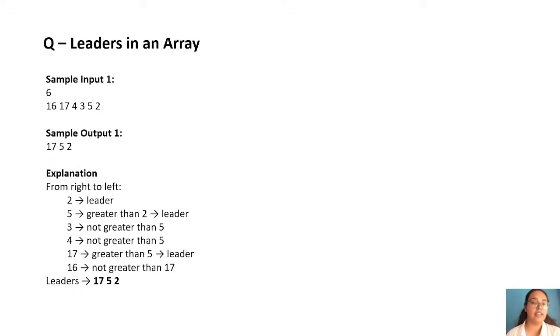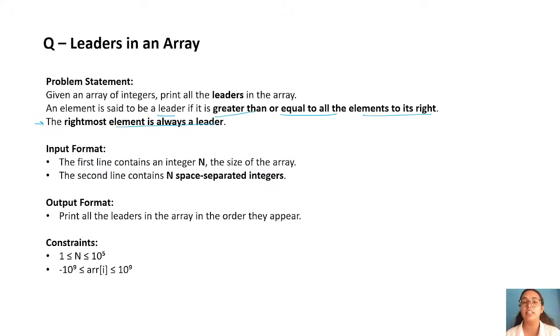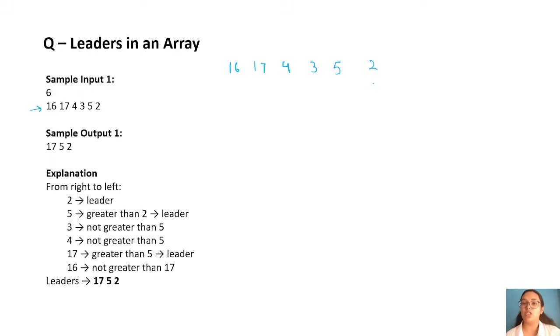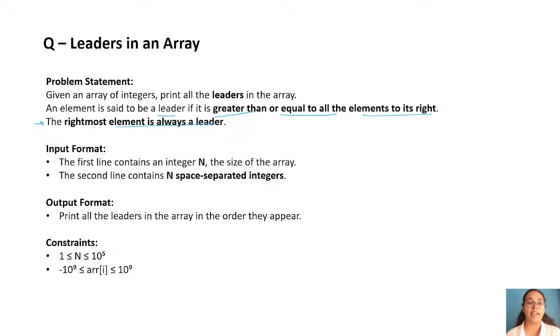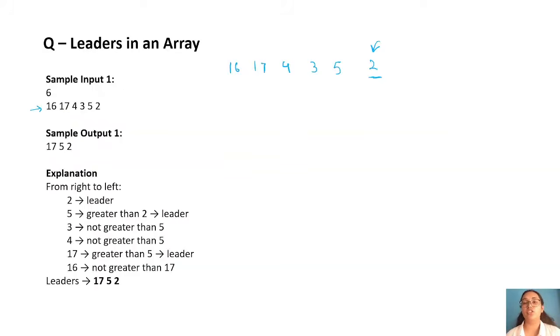Let's assume this is my example, containing elements like 16, 17, 4, 3, 5 and 2. Now here you have to find all the leader elements. Leader elements are those which are greater than or equal to all the elements on the right side. So we are going to start with the rightmost side, and as they have already told us, the rightmost element is always a leader.